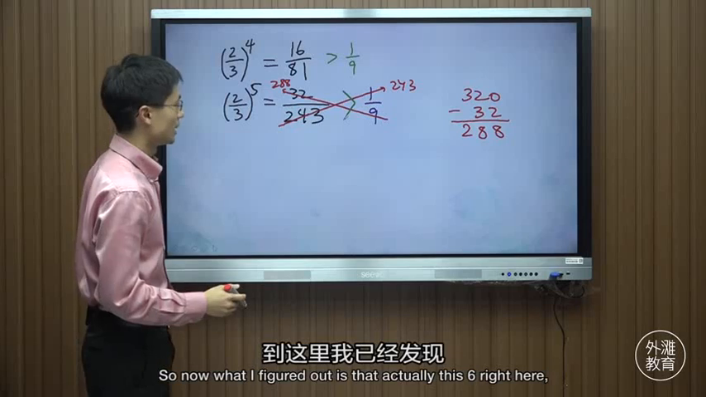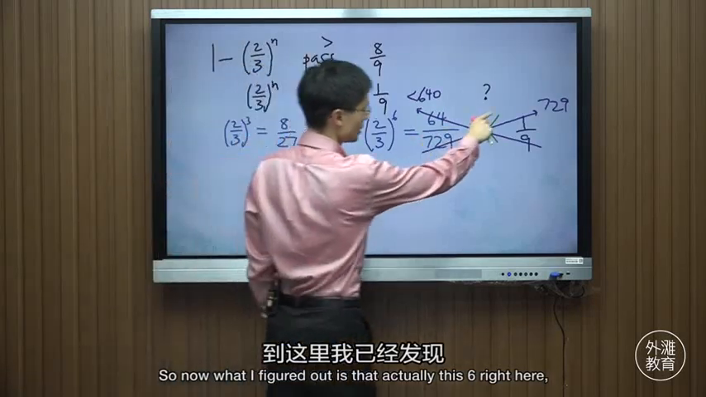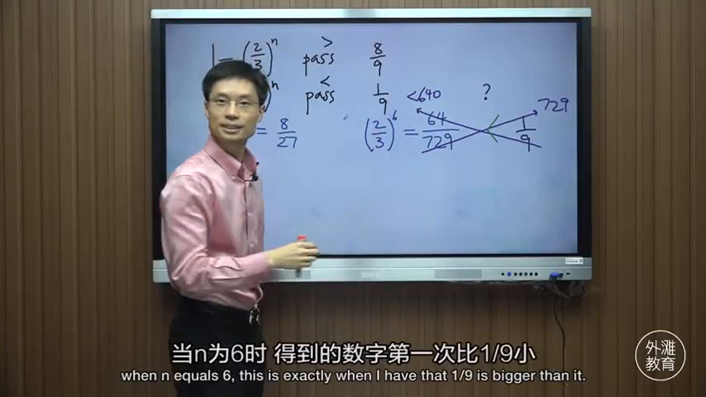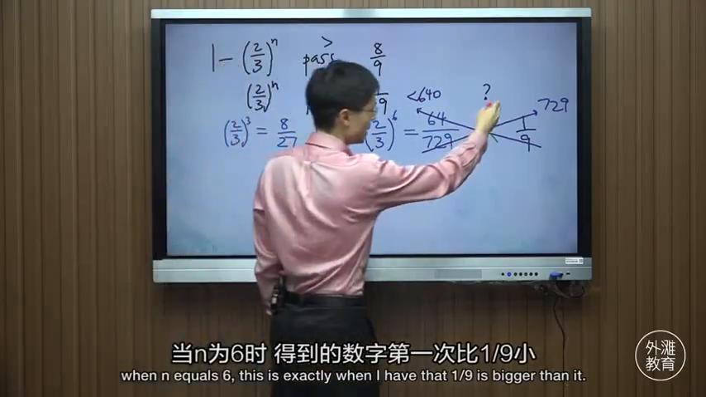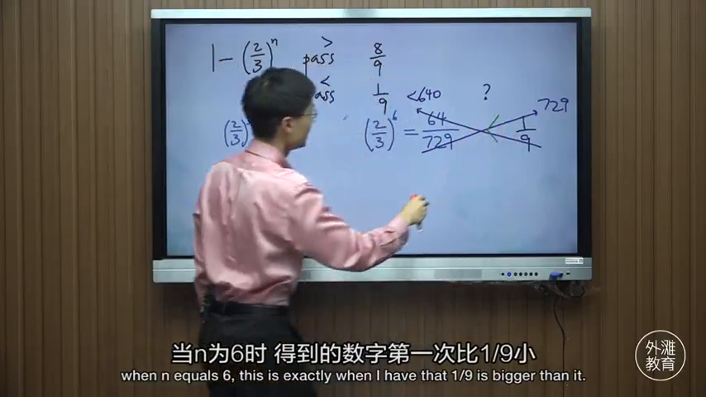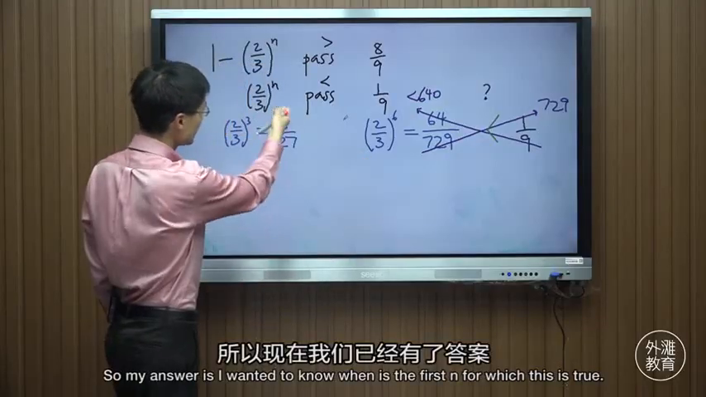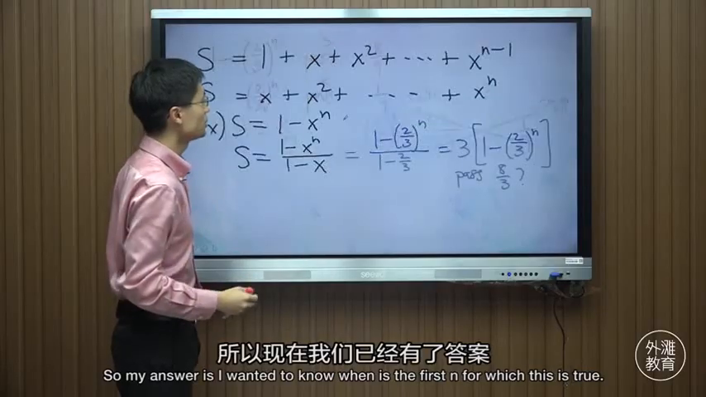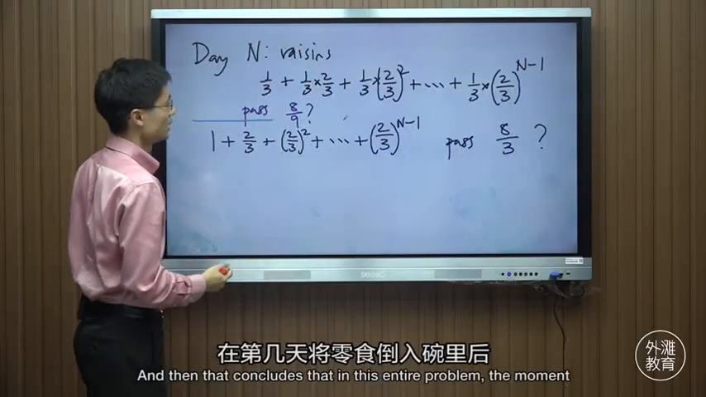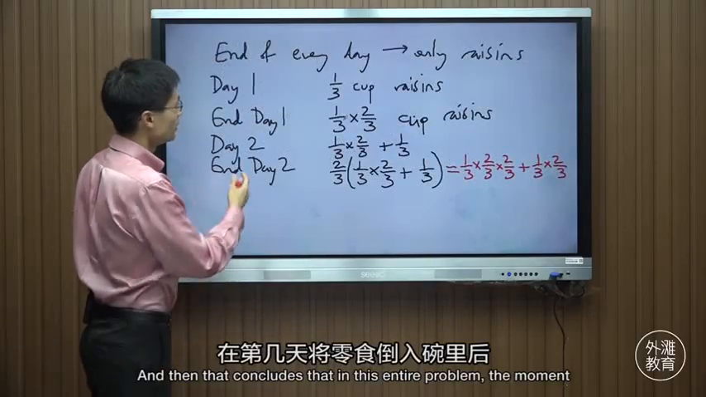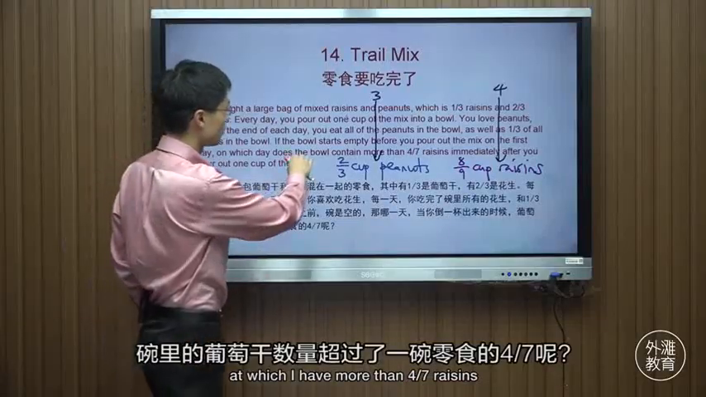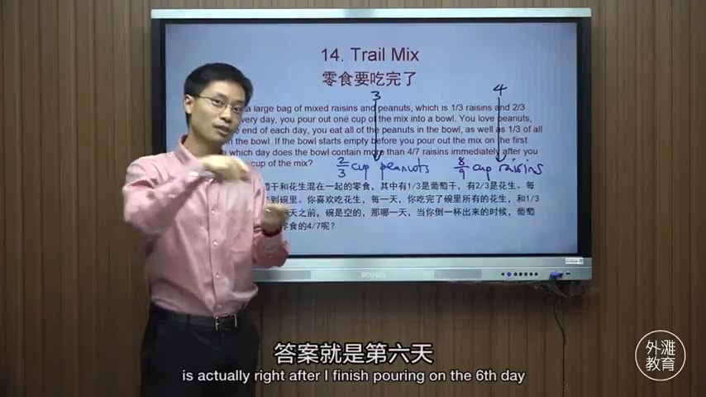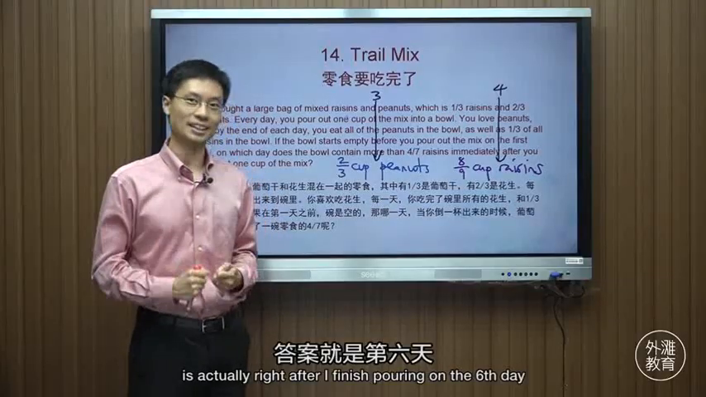So now what I've figured out is that actually this 6th right here, when n equals 6, is exactly when 1/9 is bigger than it. So my answer is, I wanted to know the first n for which this is true, and that concludes that in this entire problem, the moment at which I have more than 4/7 raisins is actually right after I finish pouring on the 6th day.